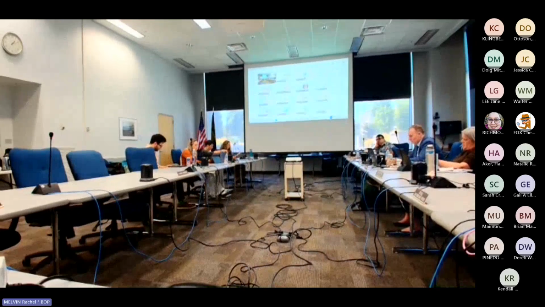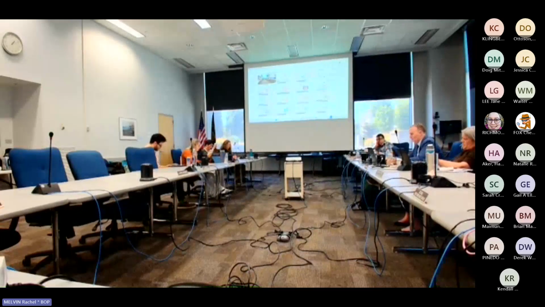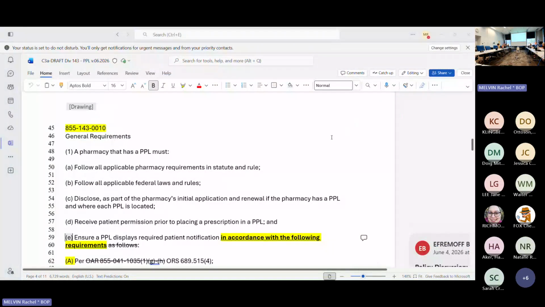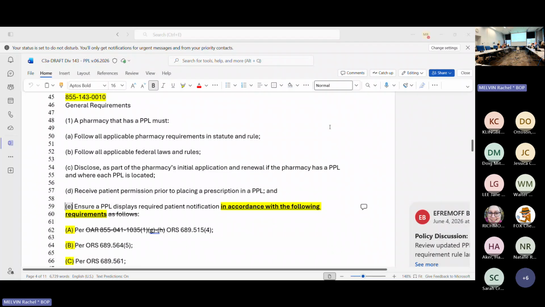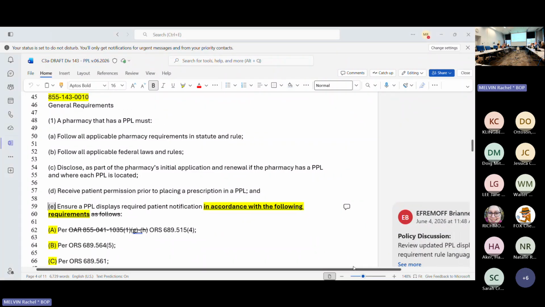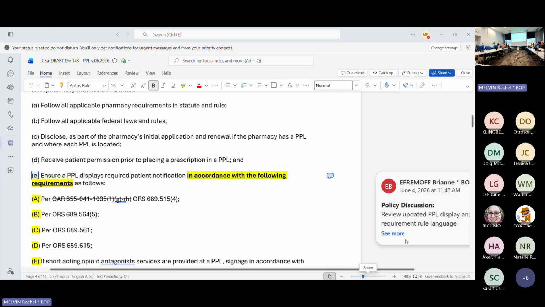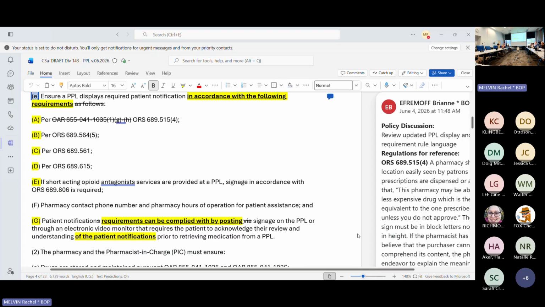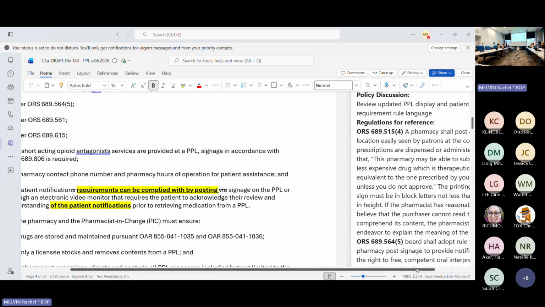Thank you, staff member Efrem. Just to reorient everyone, including the public, we are on 855-143-0010, the general requirements section of the PPL rules. There is one policy discussion slated for this section. So at this time, it might make sense to go ahead and talk about the one policy discussion, and then we'll go back and talk about the general rules section all together. But just doing the policy discussion at this time.